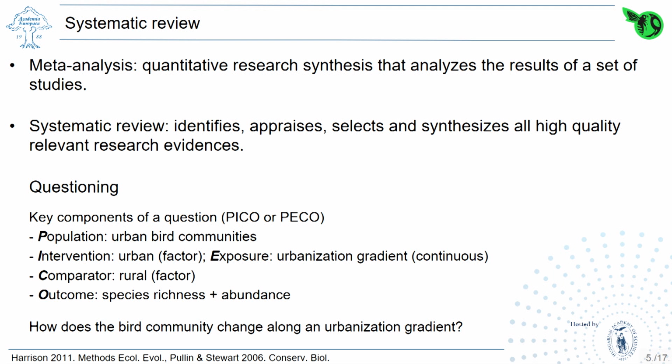And the outcome is what people typically measure. In the case of Veronika, this was some kind of fitness parameter or stress level of amphibians. In my case, the outcome was species richness and abundance of birds. And based on this, we posed this scientific question: how does the bird community change along an urbanization gradient?